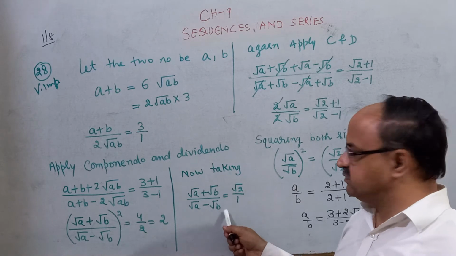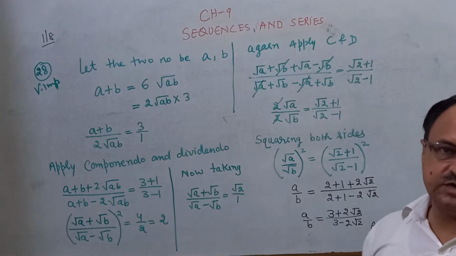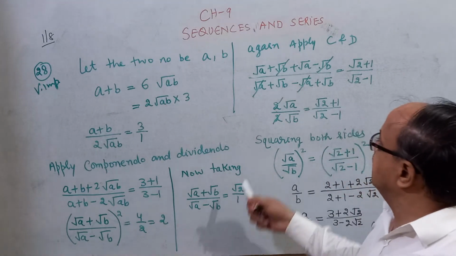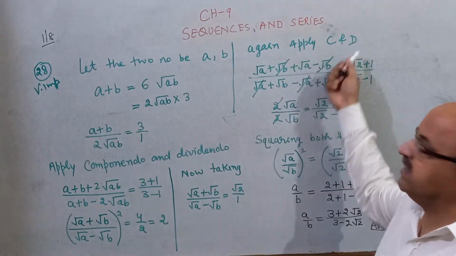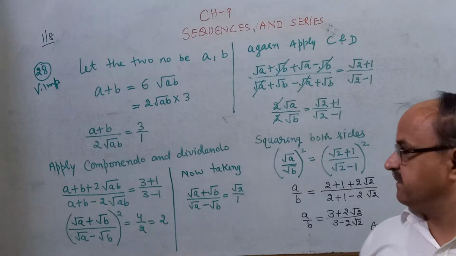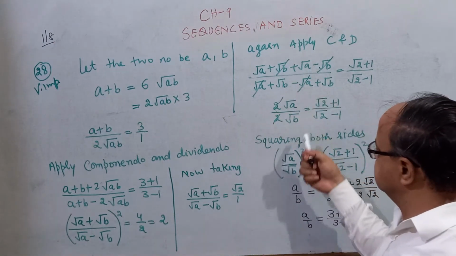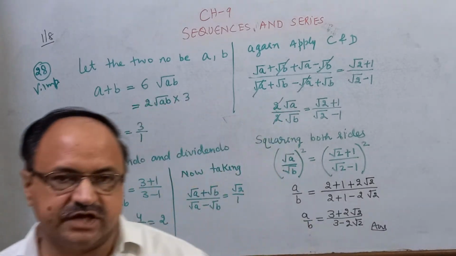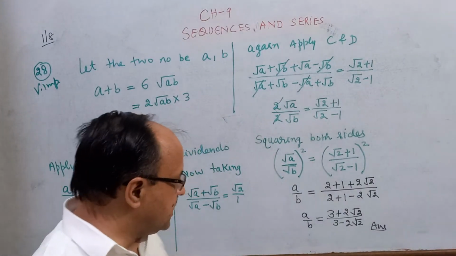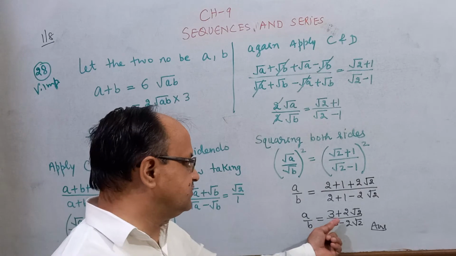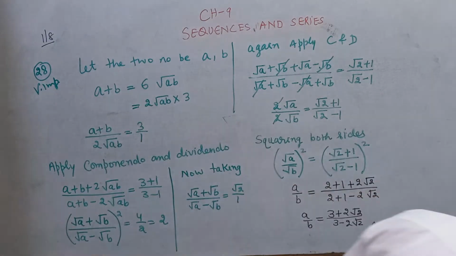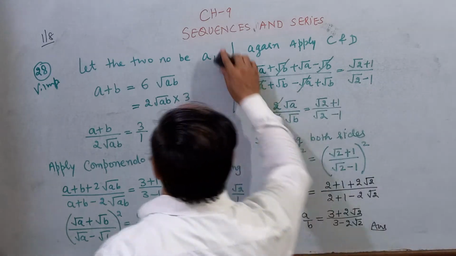Now again apply the componendo and dividendo rule. In this question, we have to apply the componendo and dividendo rule 2 times. Apply here again the componendo and dividendo rule. In short form, you can write componendo and dividendo of C and D. After applying this result, the last step of this question is squaring both sides. After squaring, the ratio of the two numbers will be 3 plus 2 root 2 and 3 minus 2 root 2. Correct?